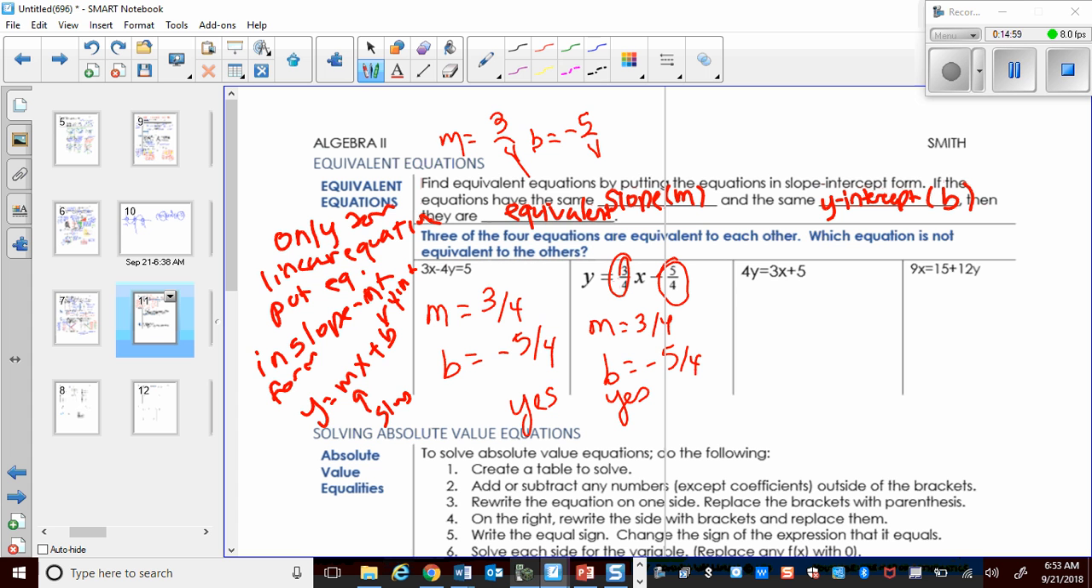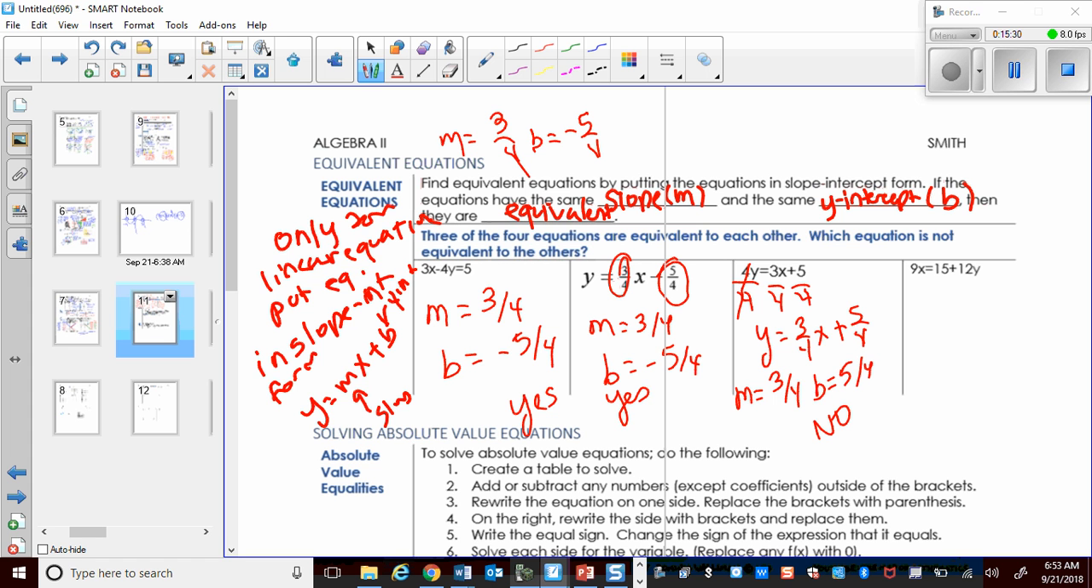Yes, equivalent. Now the next one, I want to solve for y by dividing by 4 all the way across. My x term is on the same side as that number term. So y equals 3 over 4 x plus 5 over 4. So m equals 3 over 4. B equals 5 over 4. This is a no. So in the directions, it says 3 of those 4 equations are equivalent. So I'm going to assume the last one is as well.